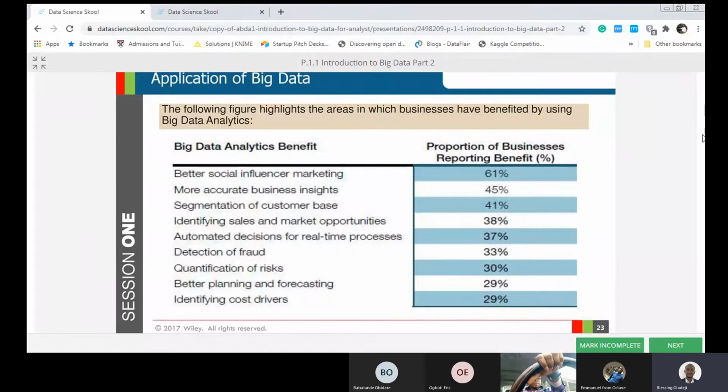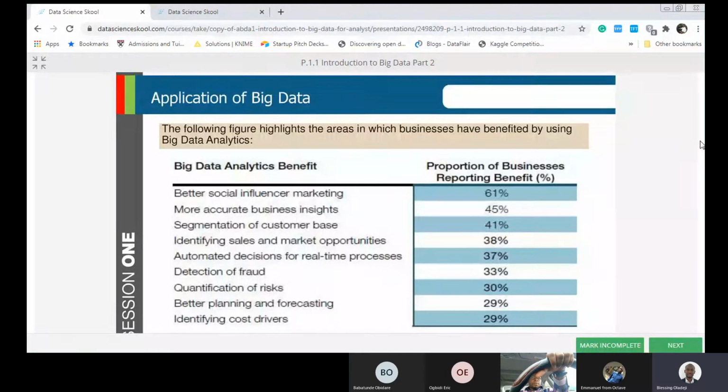In trying to solve those types of problems, it might require the application of big data to detect whether a transaction is fraudulent or not. I think I can give you some more details on that later on.